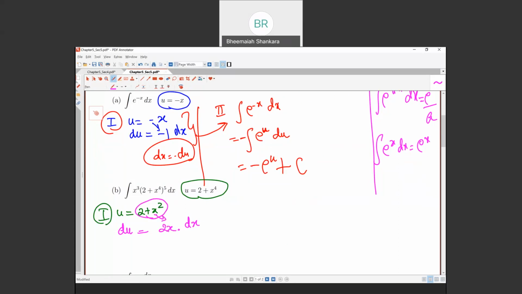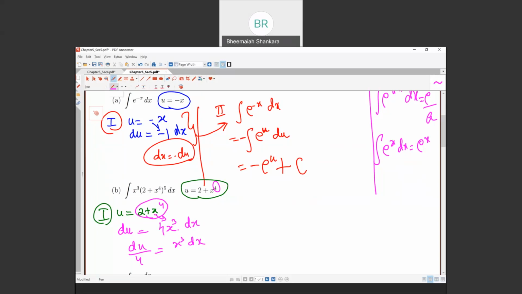When you differentiate 2 plus x to the 4, you have du equal to, the problem has x to the 4, so it's 4x cubed dx. So let's calculate a substitution for x cubed dx from this. I'm going to write x cubed dx as du divided by 4.